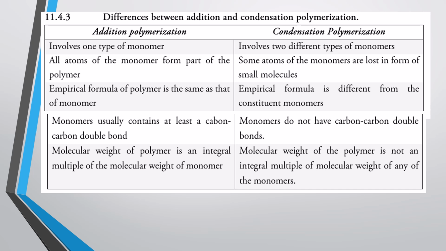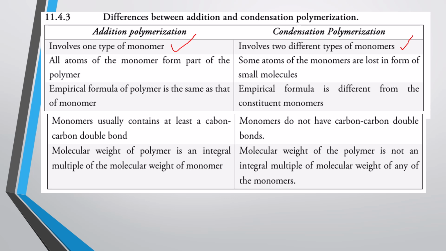Now with that, let's look at the differences that can exist between addition polymerization and condensation polymerization. Now I hope you have already noticed these differences. So what you're going to do here is to highlight them or make them more prominent. So addition polymerization involves one type of monomer. We have seen that condensation polymerization involves more than one monomer, or two types of different monomers.